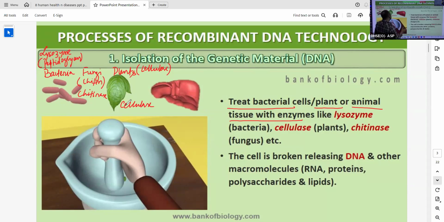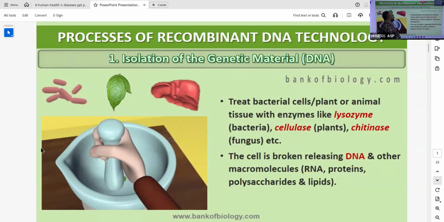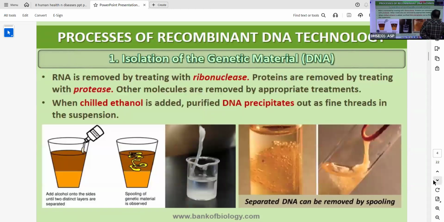After that, what will we do? After the cell wall is removed, we take them and use a mortar and pestle mechanism to grind them into smaller fragments or particles. The cell is broken, releasing DNA and other macromolecules like RNA, proteins, polysaccharides, and lipids. So basically, enzyme action, and then by using an ultracentrifuge or mortar and pestle, for soft tissue like liver, etc., you can easily obtain them.